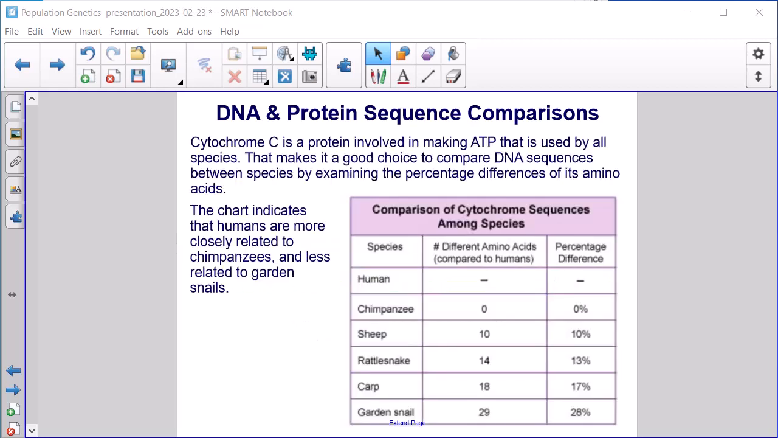Cytochrome C is a protein involved in making ATP that is used by all species. That makes it a good choice to compare DNA sequences between species by examining the percentage differences of its amino acids. The chart indicates that humans are more closely related to chimpanzees and less related to garden snails. So you can see that for the cytochrome sequences, there are no amino acid differences between humans and chimpanzees, but a 29 amino acid difference or 28% difference between the human and garden snail.